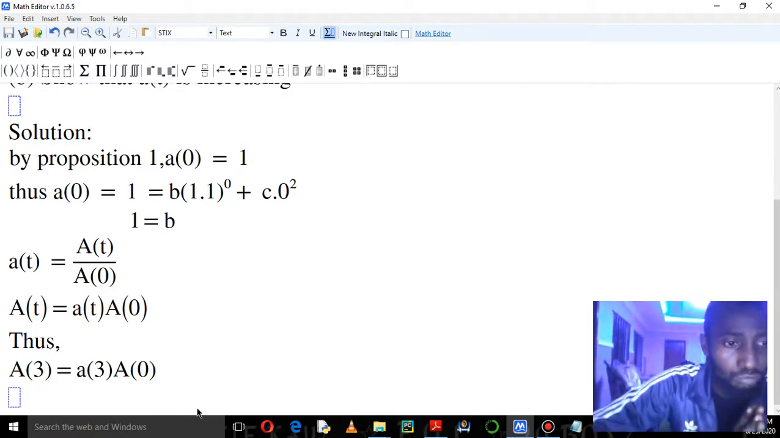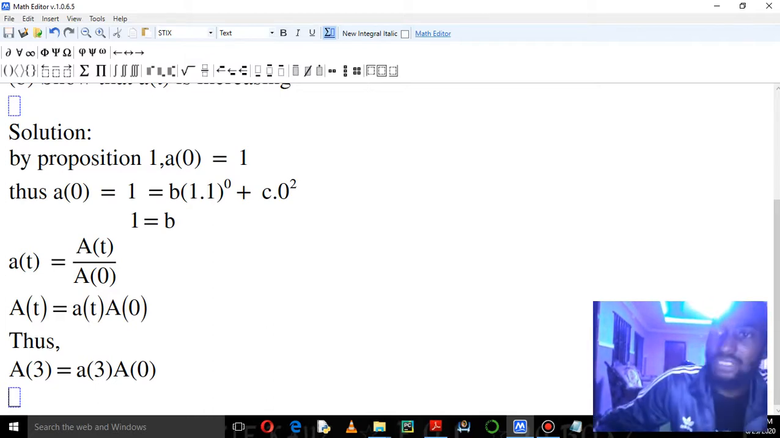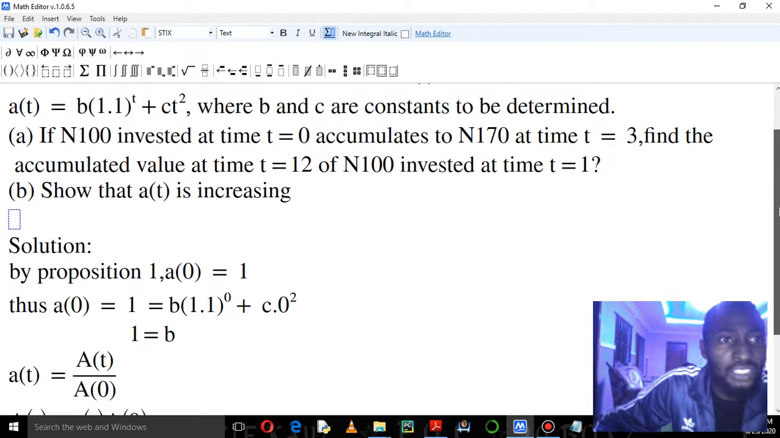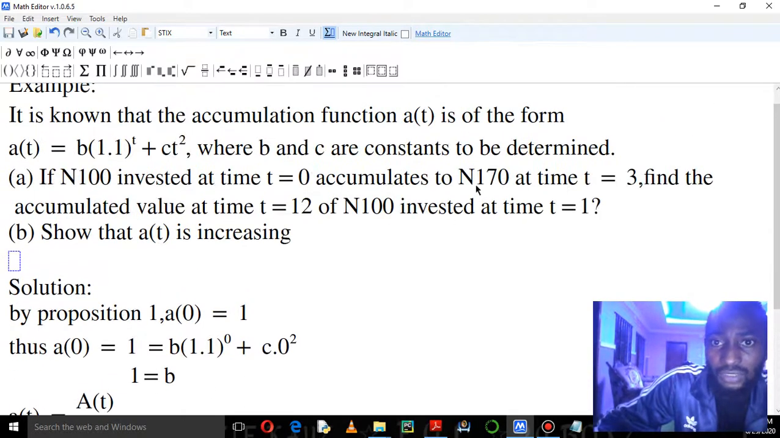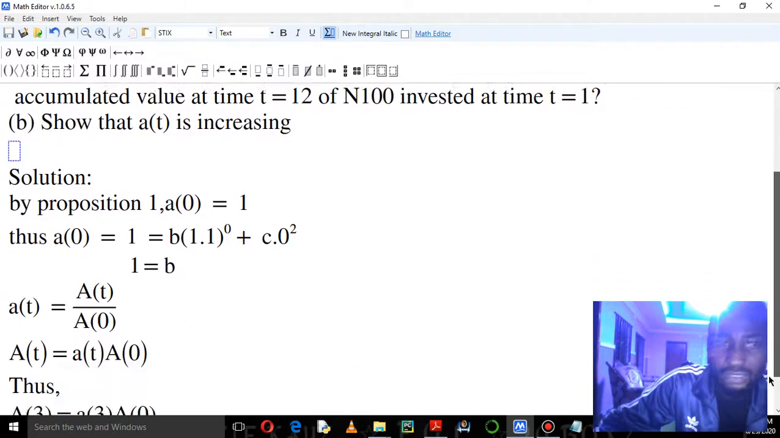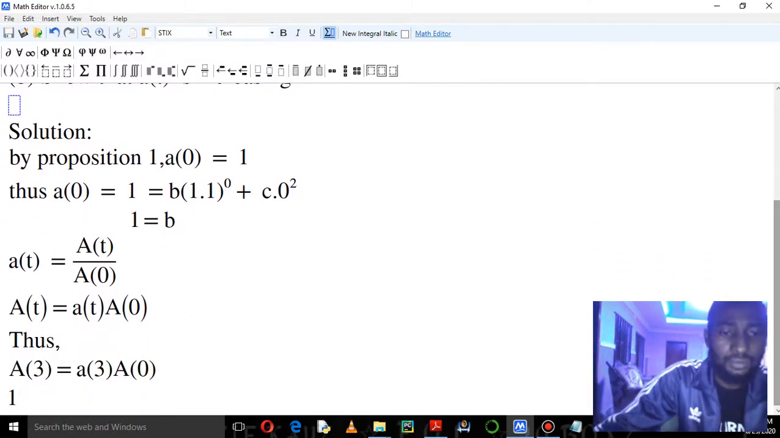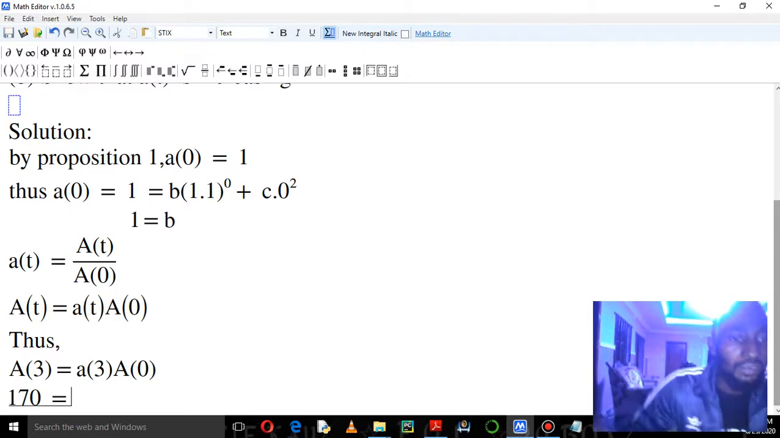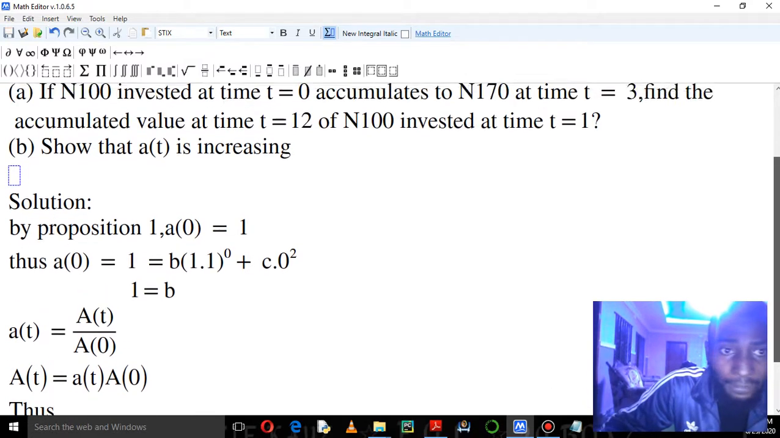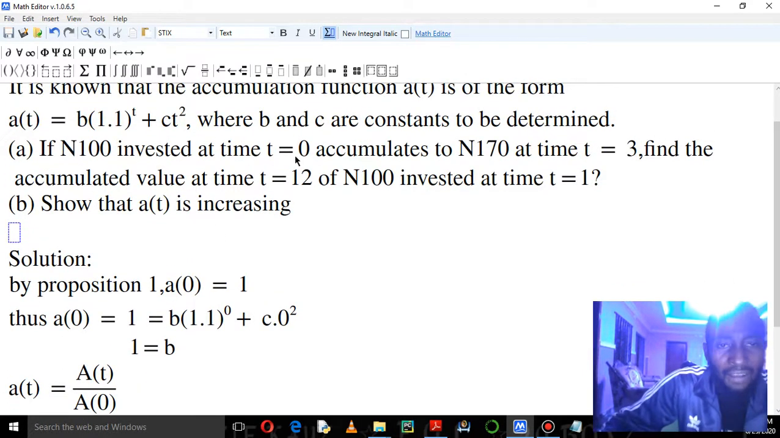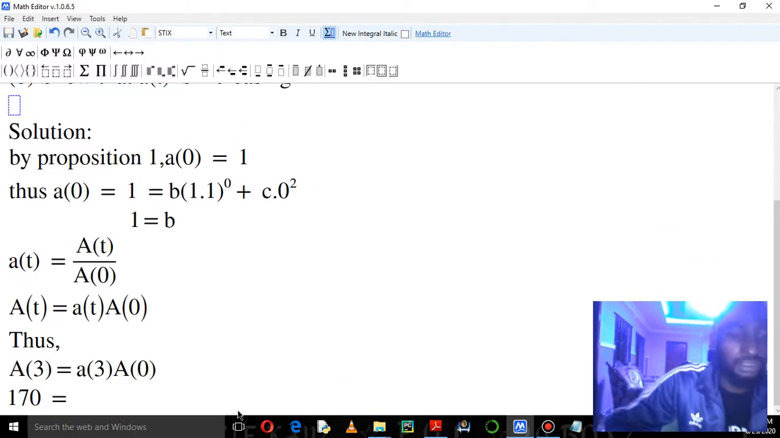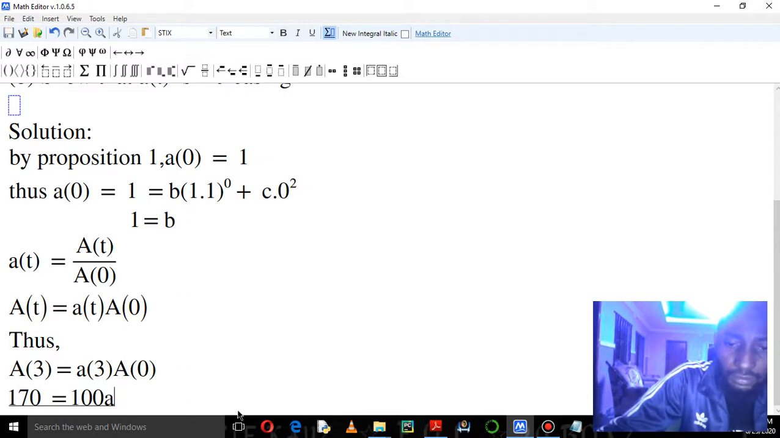So now we say, what's our capital A of 3? It's 170. We check the question, the capital A of 3 is 170. So we're having 170 equals, what is our capital A of 0? Let me use capital A of 0 first. What's the amount function at time 0? It is 100. So capital A of 0, which is 100, multiplied by small a of 3.